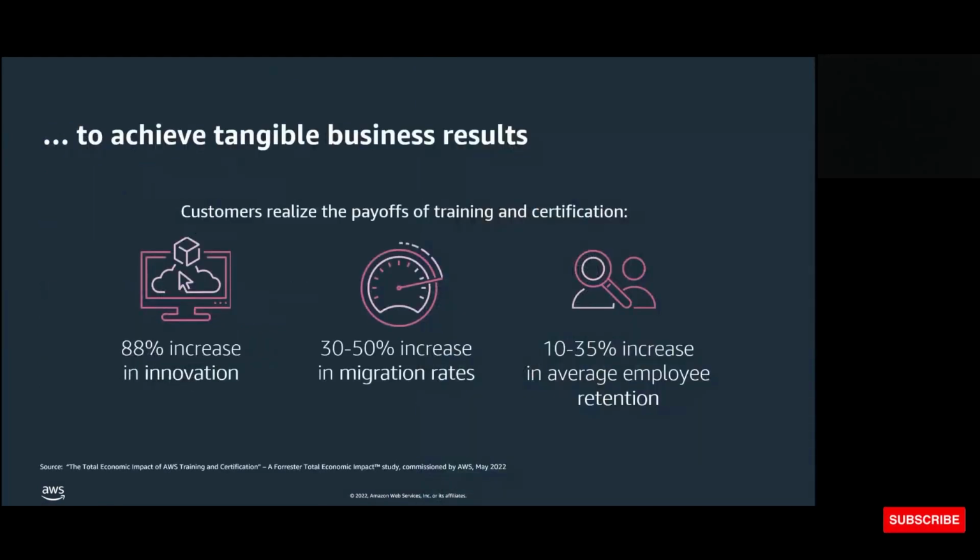And through a study, an organization that is equipped with the right skills and the right training has proven to increase their innovation by 88%. And when it comes to their migration rates, the speed of the migration, it's up to between 30 to 50%, sorry. And when it comes to employee retention, it's scored between 10 to 35%.